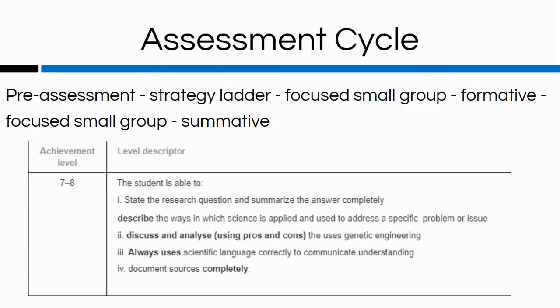How do we assess students? We start with a pre-assessment, and then teachers collaborate to create a strategy ladder based on what students can do, and then create lessons to help move them to the next level. Those lessons are taught in focused small groups. Progress is assessed through formatives.